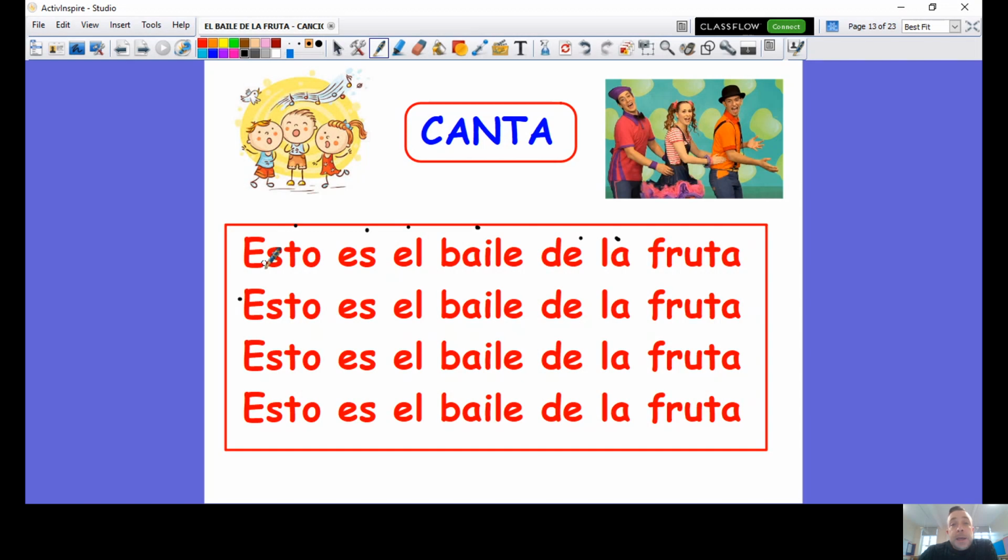Let's do another one. Esto es el baile de la fruta. Let's do another one. Esto es el baile de la fruta. Let's do another one. Esto es el baile de la fruta.